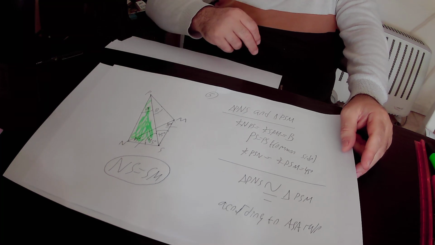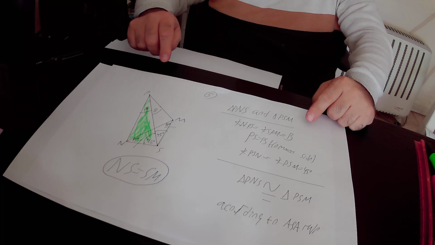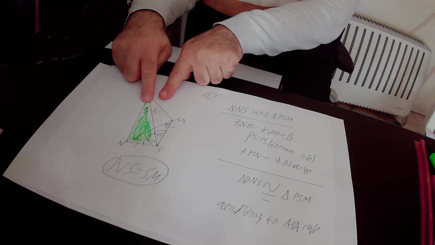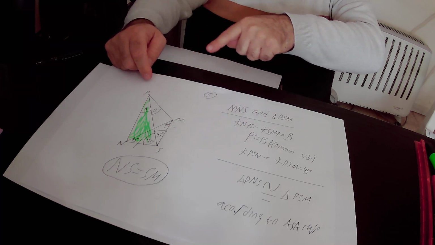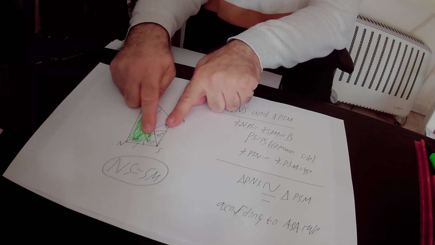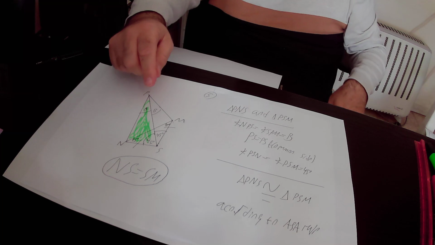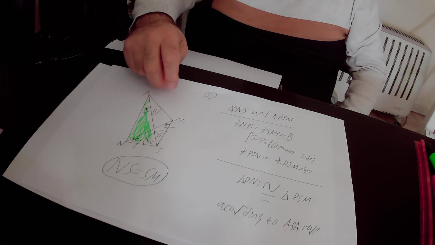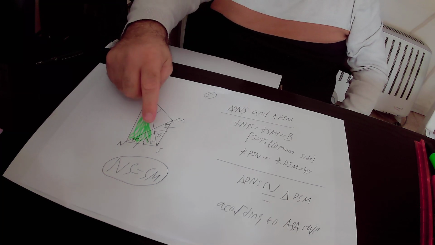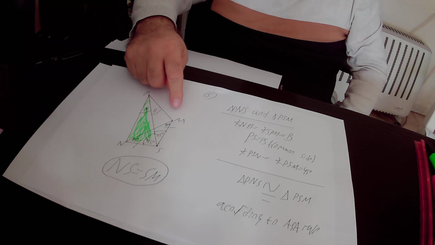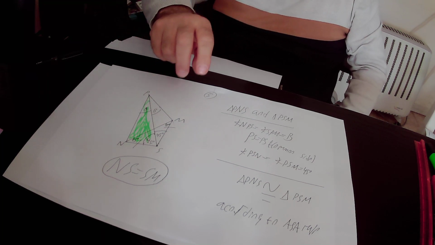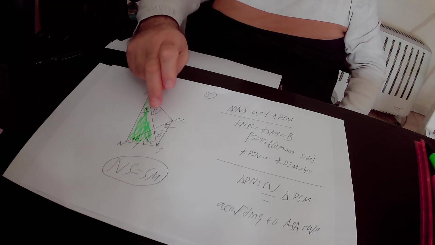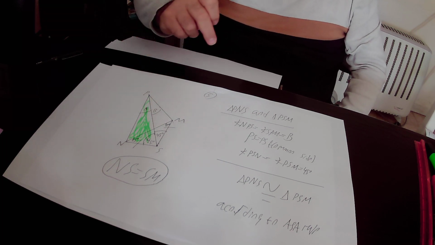Why are they congruent to each other? Because they have two angles that are equal to each other. They have PS as a common side, and those two angles are also equal to each other. They are both equal to 45 degrees. From the fact that those two triangles are congruent to each other, we will conclude that SN equals SM, according to the rule that corresponding sides in congruent triangles are equal to each other. So SN equals SM.